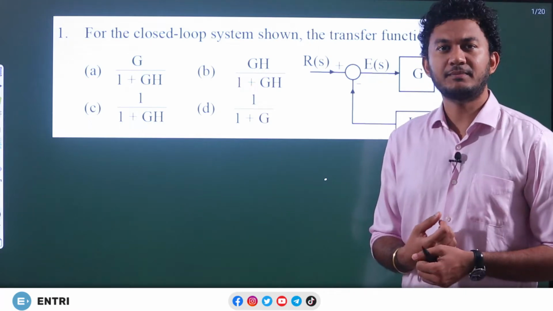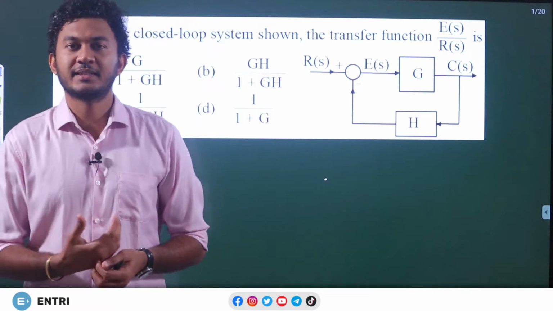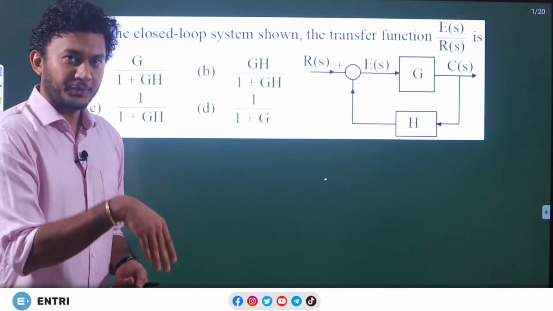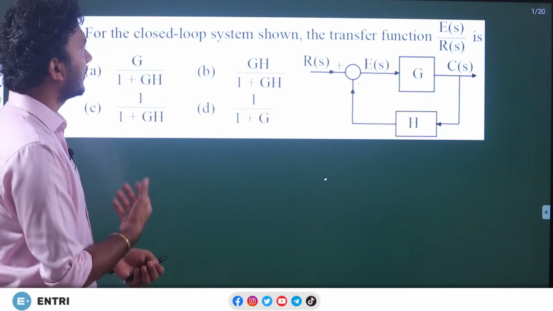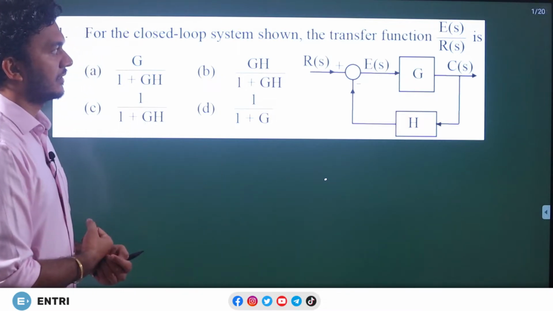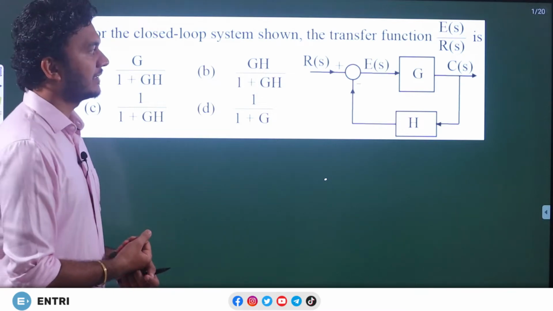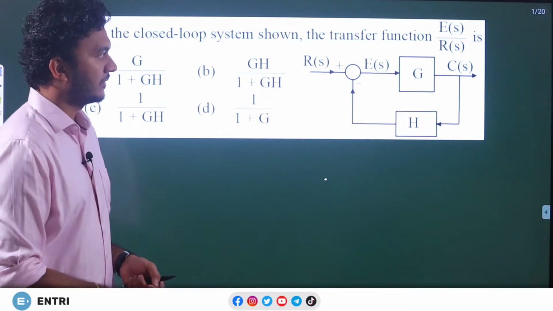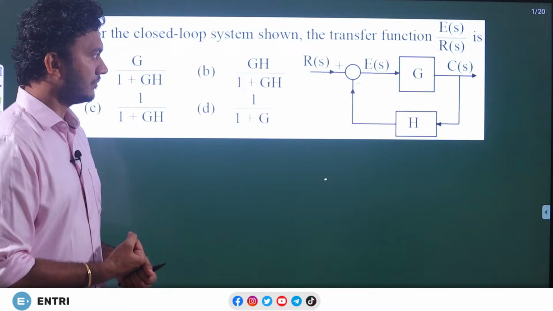So we will discuss some problems which were asked in the recent GATE. This is 2021 GATE EEE. For the closed loop system shown, find the transfer function E of s by R of s. Everyone, with excitement, will write G by 1 plus GH, that is our first option. But they are asking E of s by R of s.